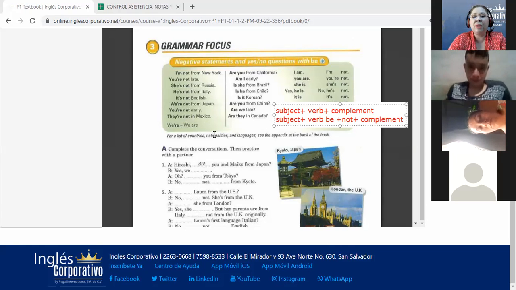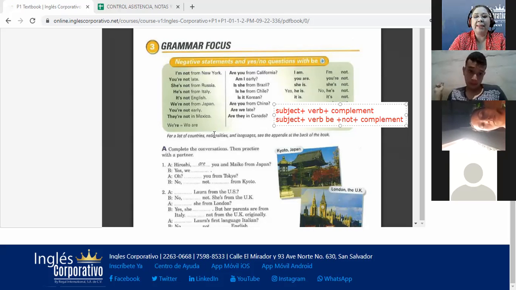Okay, very good, Blanca. He's from Italy. Excellent. Entonces, Marvin, sería they are in Mexico. They are in Mexico. Vamos a ver, Néstor. Yes, I am from El Salvador. Very good. Yes, they are in Mexico. Excellent. Good job.